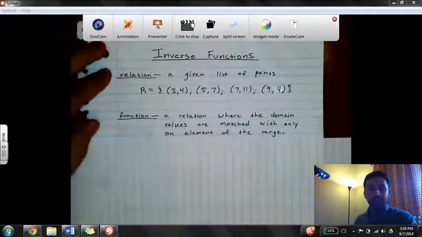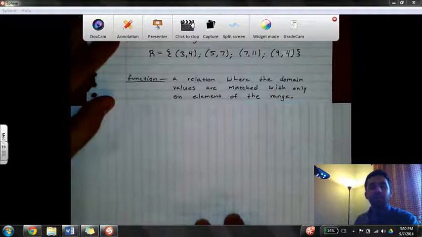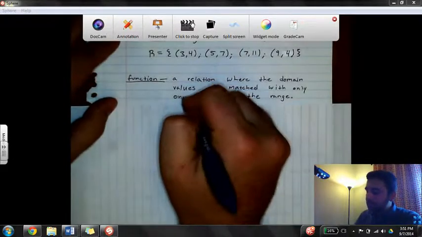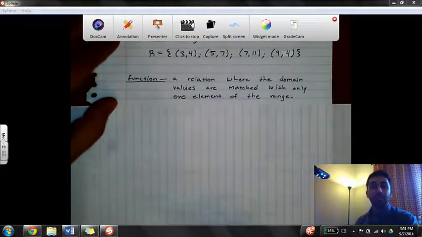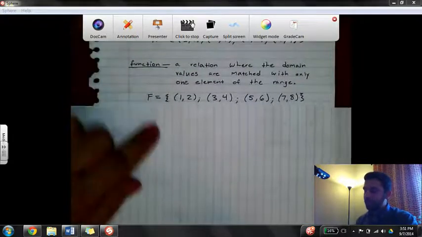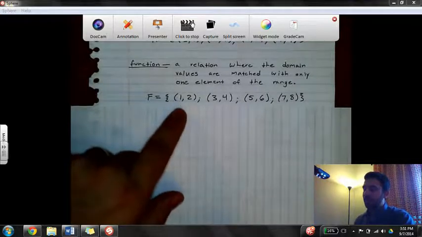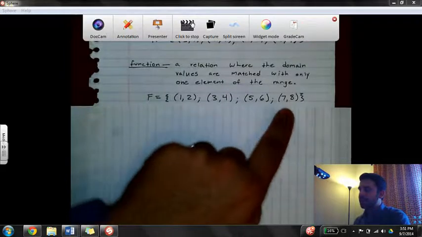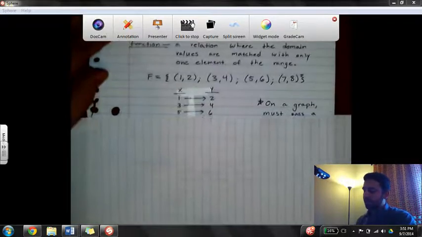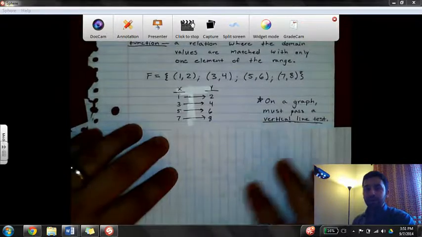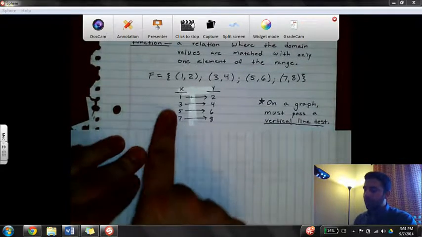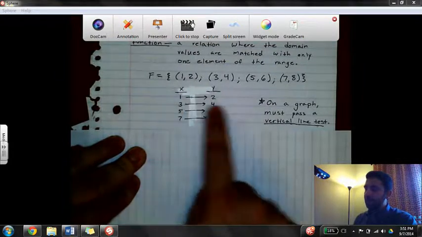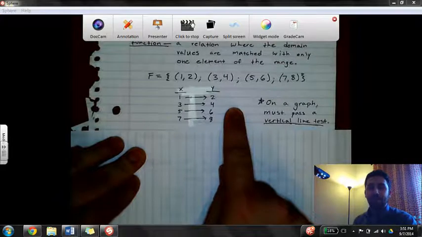A function is a relation where the domain values are matched only with one element of the range. And so in my function here, I have the points (1, 2), (3, 4), (5, 6), and (7, 8). So notice when I map out my x values and my y values, each x value maps directly to one y value, making it a function.